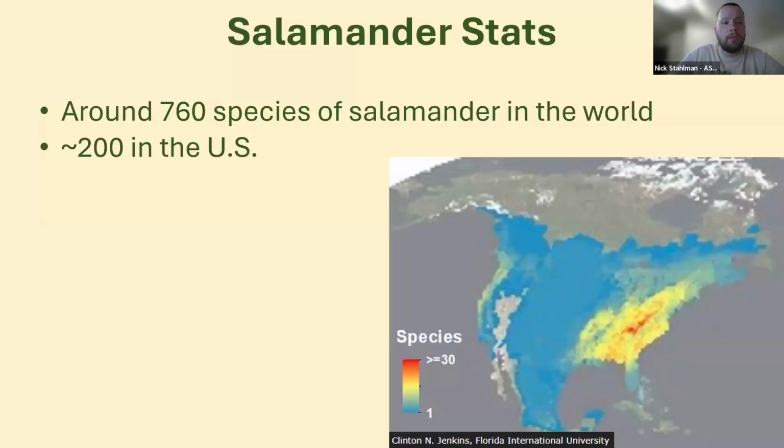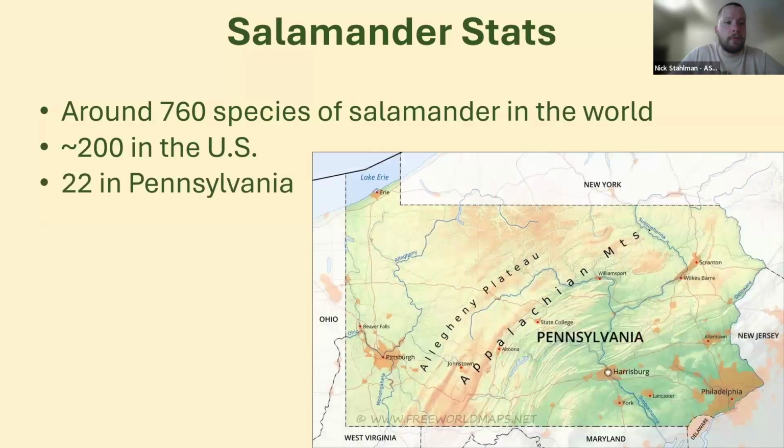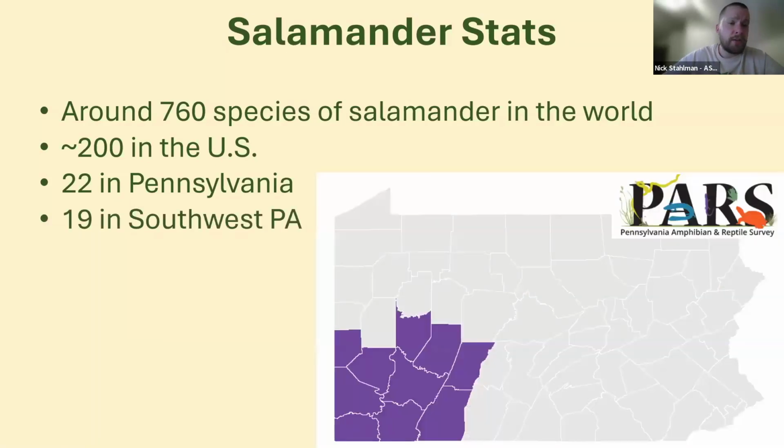And in Pennsylvania, we're no slouch either. We got 200 species in the US, and over a tenth of them are found in Pennsylvania. And in Southwest PA, you can potentially find 19 of those 22. So Pennsylvania is a great state for salamander diversity, and it's all just trying to find them.